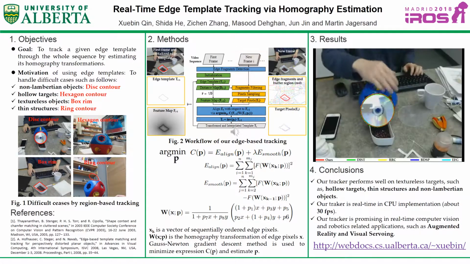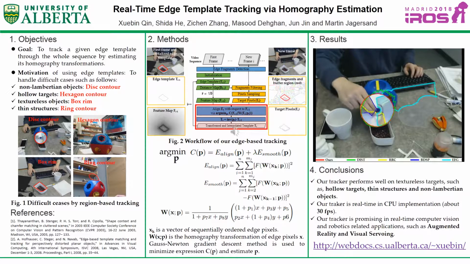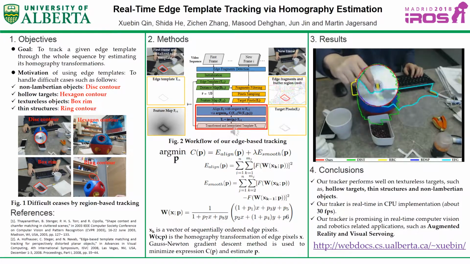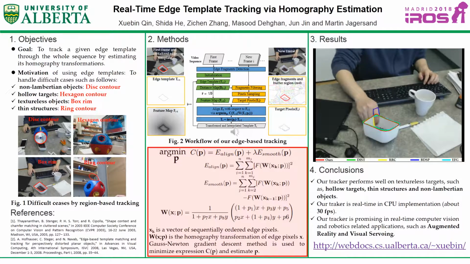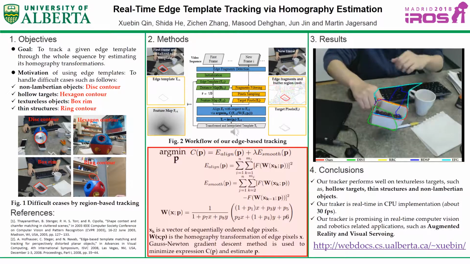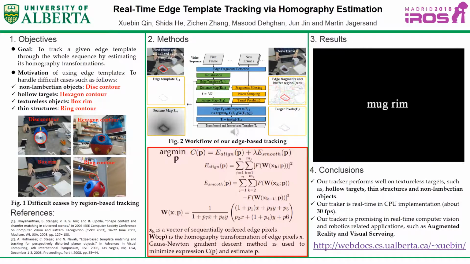The third part is to estimate the homography transformation between the feature map F of frame I-1 and the target edge pixels x_k of frame I. We formulate the homography estimation problem as a minimization problem, similar to the Lucas-Kanade method. But the cost here is not the sum of the squared differences of corresponding pixel intensities. Our cost has two parts, an alignment term and a smoothness term.